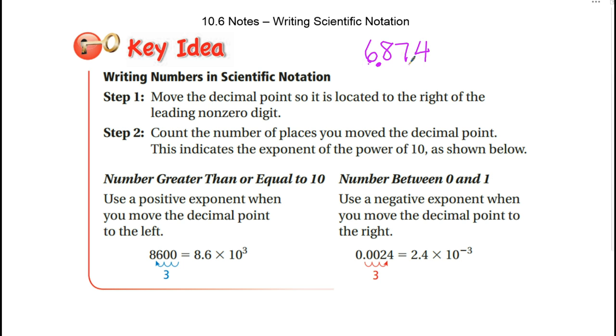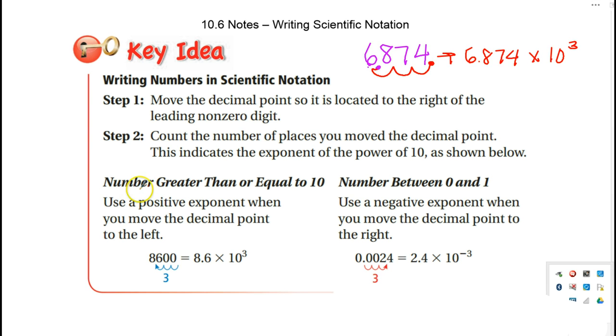Step 2, I need to count the number of places I moved the decimal point. So my decimal point started here, and I moved it 3 to the left, and this indicates the power of 10 as shown below. So if I did this one, I would do 6.874, and this would be times 10 to the third, because I moved it 1, 2, 3 times.